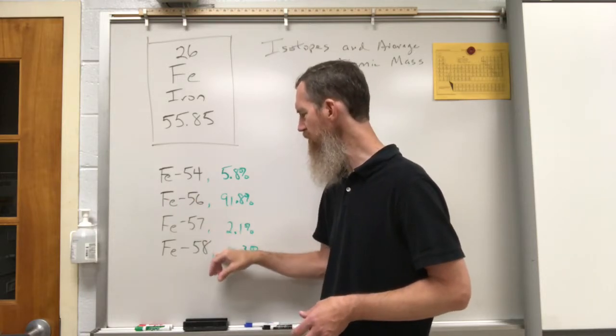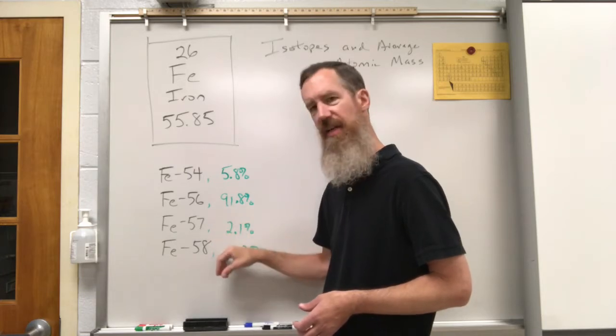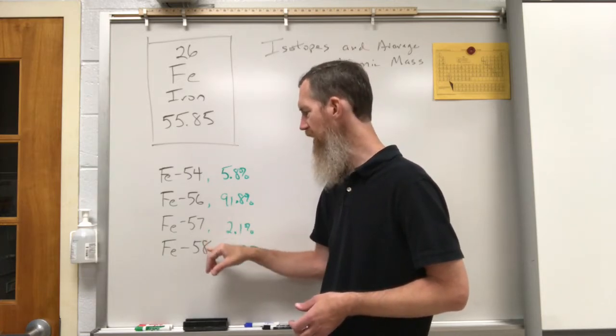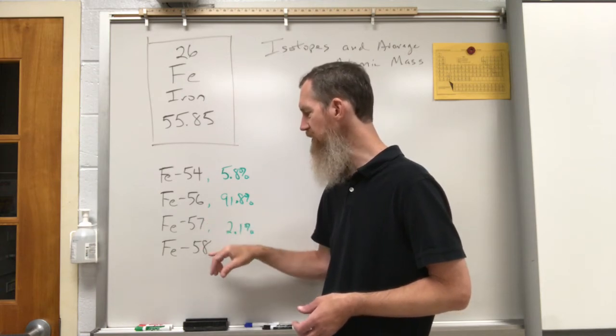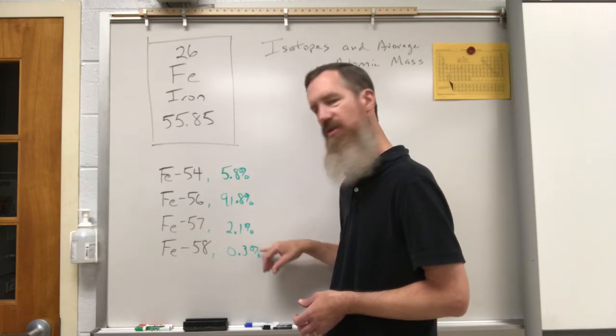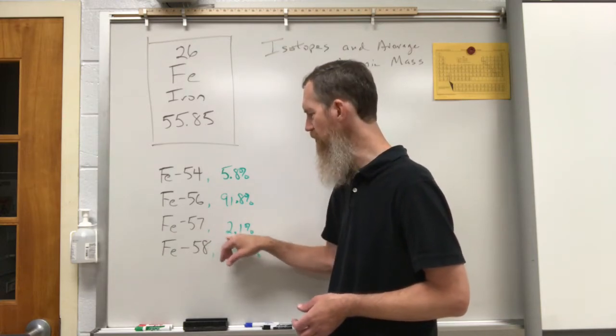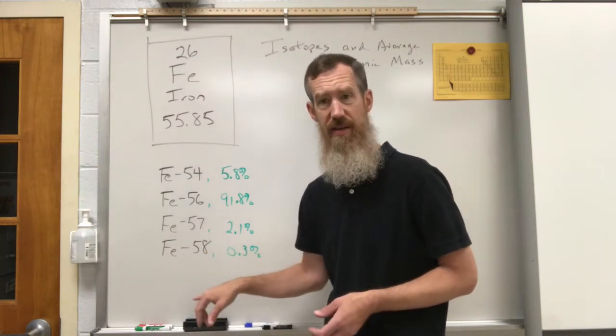Then there's 2 other isotopes which only take up a small percentage of how iron occurs in nature. Iron 57 and iron 58. That means that this would have 31 neutrons. This means this has 32 neutrons. And you can see their existence in nature isn't all that great. This one exists about 2.1% of the time. This one exists about 0.3% of the time.